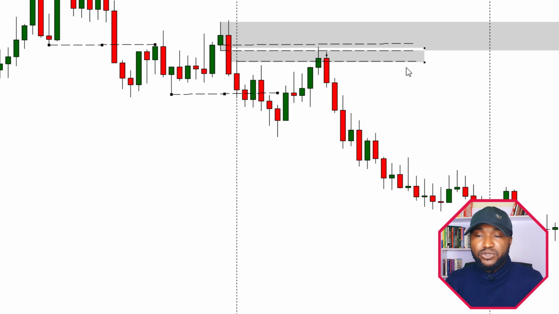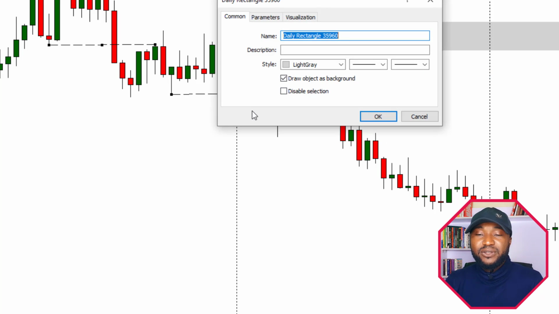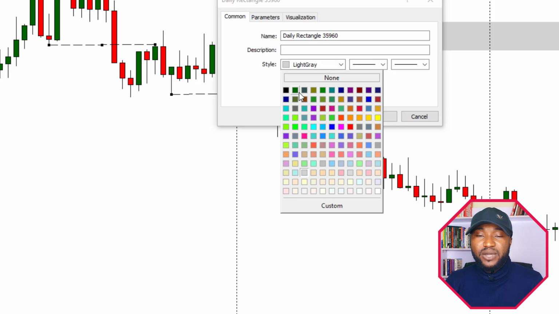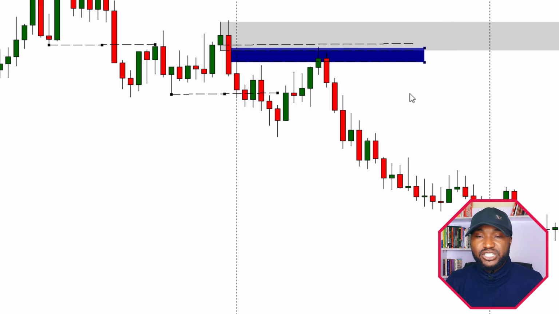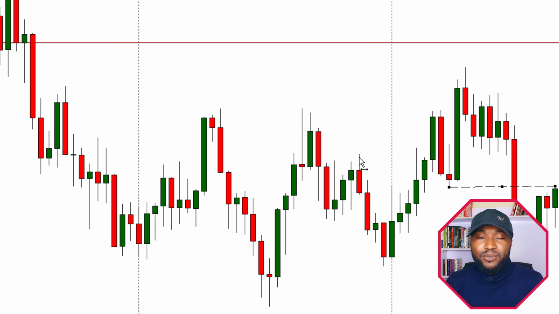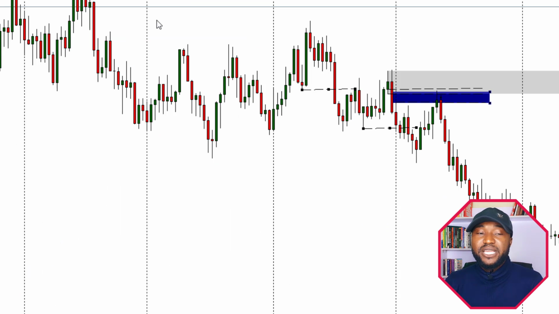Let me change the color for you to see properly. This kind of trade will go in your direction without giving you any challenge. So this blue shaded area is where your fair value gap is. You can see this over and over and over on a chart. You can find them on any kind of asset class, whether you're trading crypto or whatever asset you're trading. Look at this area.